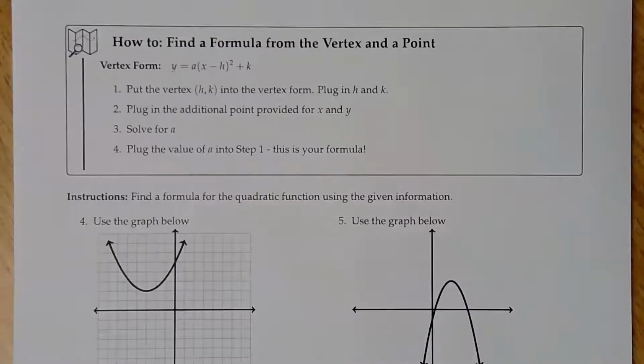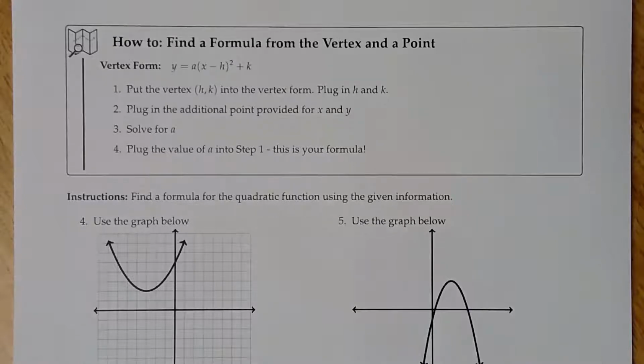In section 3.1, we looked at if you were given the zeros of your quadratic function and an extra point somewhere on the curve, how do you find the equation of that parabola? So we're going to do something similar in this section, but we're going to do that if you're given the vertex and an extra point somewhere else on the curve. How do you use that information to get the equation?